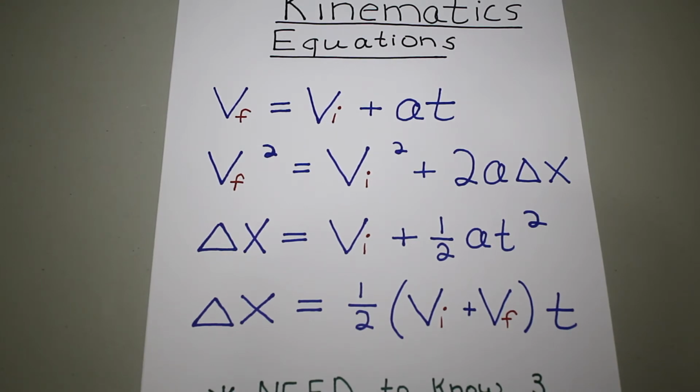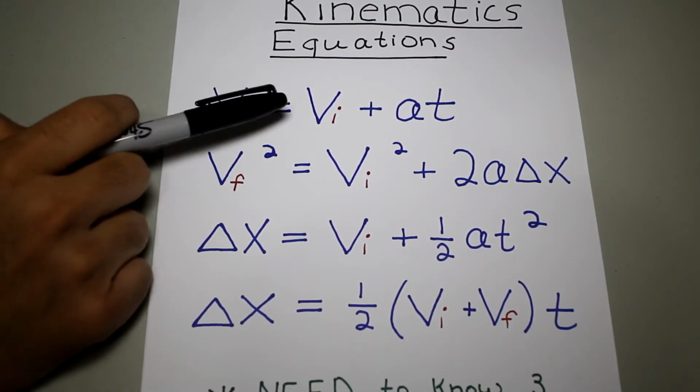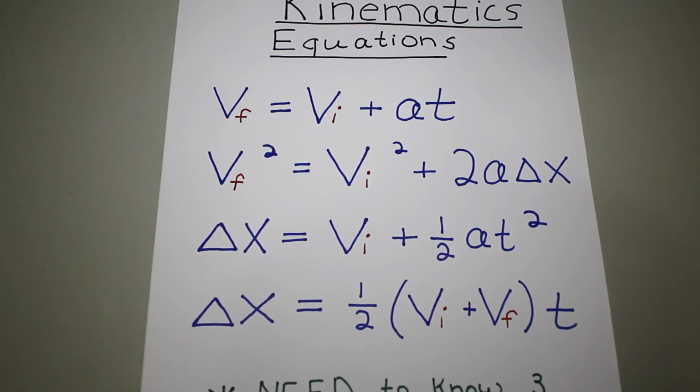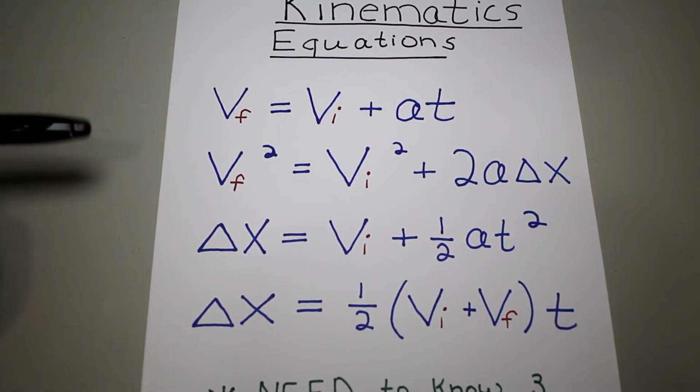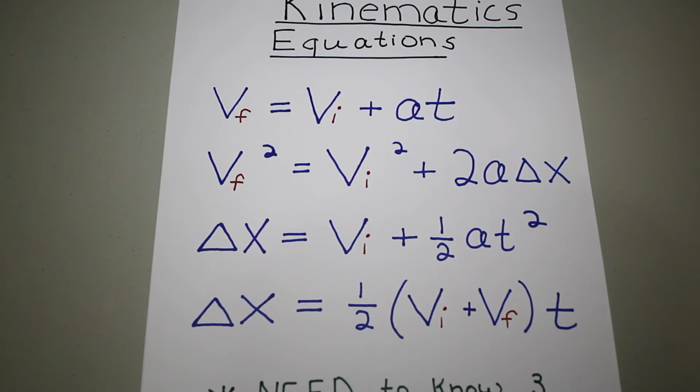And on the AP exam, take note of words like starts from rest, stops. Those words give you very important information. For example, if an object starts at rest, you know that the initial velocity is 0. And if an object stops at the end, you know that the final velocity is going to be 0. So it's very important to take note of that. And objects in free fall have an acceleration of negative g. That's negative 9.81 meters per second squared.